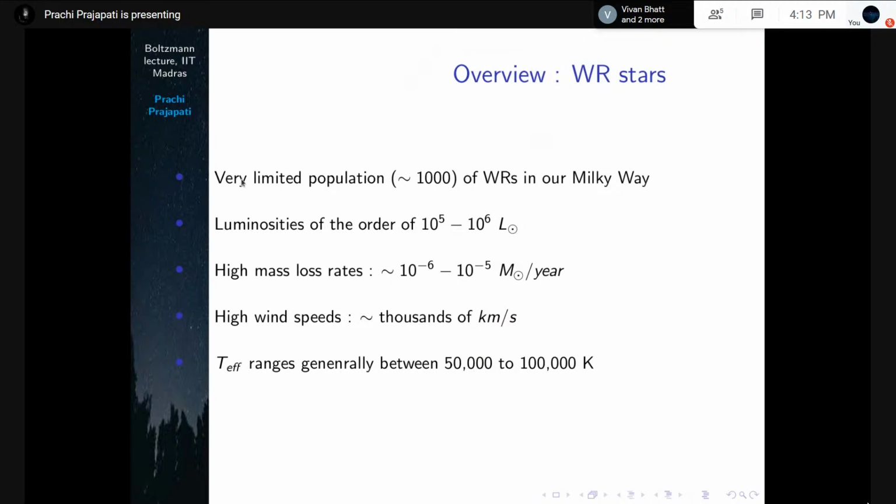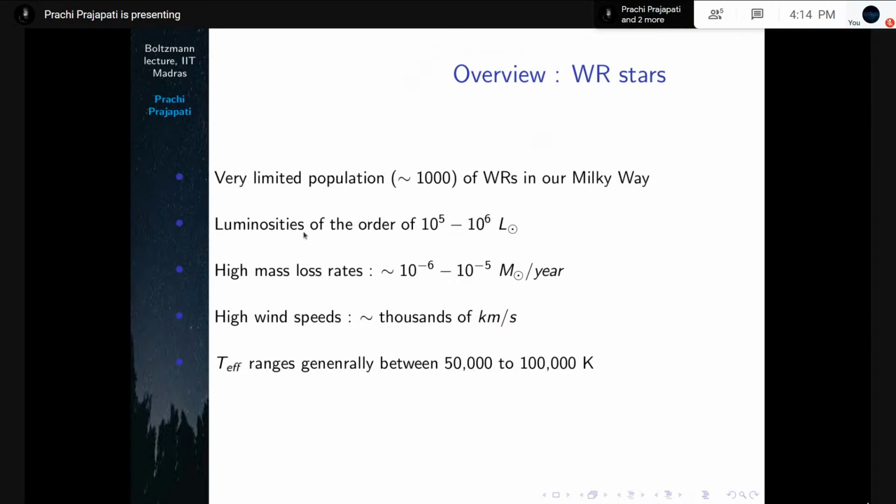Since the stars are evolving very rapidly, we expect a small population of these stars to be present for us to observe. In our own Milky Way, there are only around 1,000 Wolf-Rayet stars, and a few of them are present in the LMC and SMC.